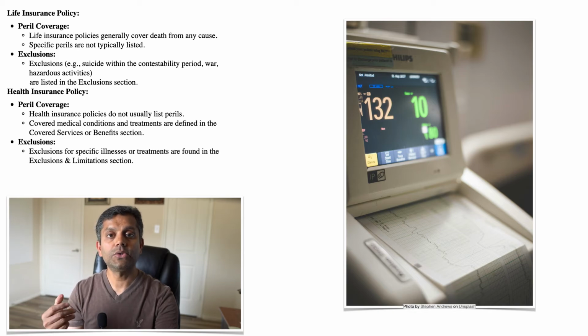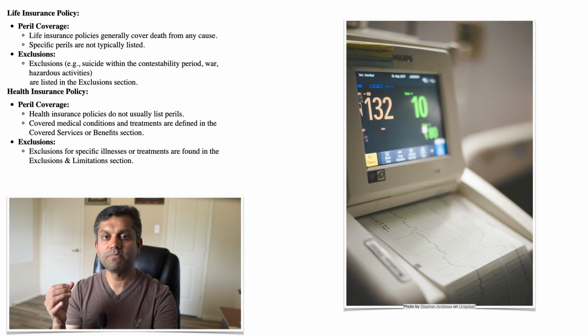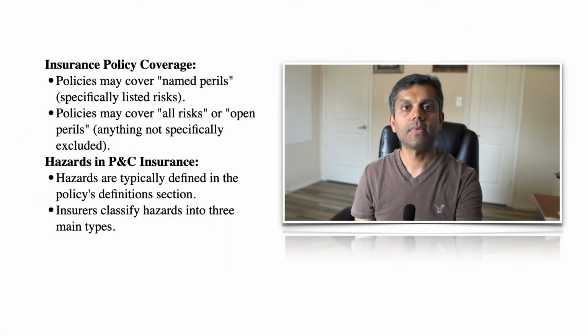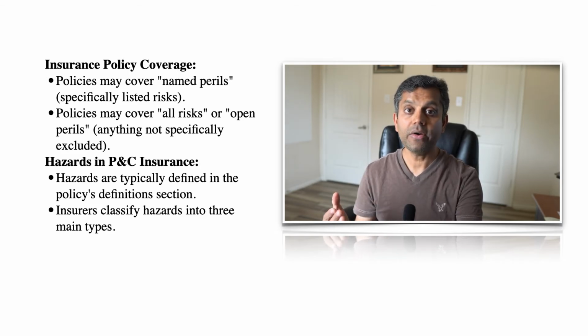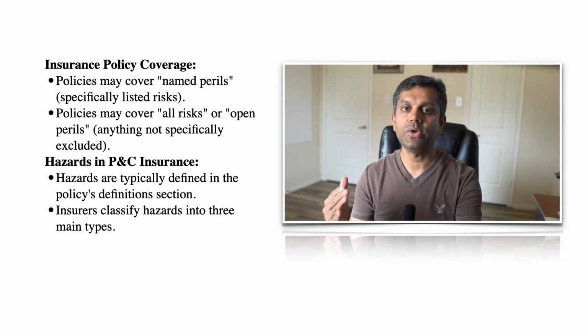Thirdly, when it comes to health insurance policies, health insurance does not usually list perils but instead defines covered medical conditions and treatments under the covered sections or benefits sections of the policy. Exclusions for specific illnesses or treatments are found in the exclusions and limitations section of the policy. Keep in mind that insurance policies can cover named perils, which are specifically listed in the policy, or all risks, or open perils, which cover anything not specifically excluded.